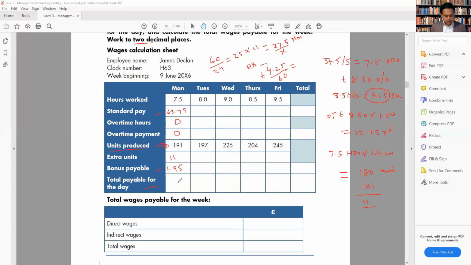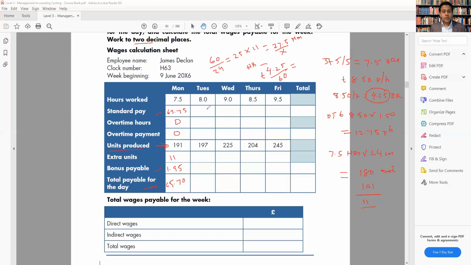So if I add all of this for the payment of Monday, it will be 65.70. Thank you, Abdi. Thank you, Mark. Thank you, Nazia. Okay, so obviously this bonus calculation could be tricky, as I said. Make sure you understand it.